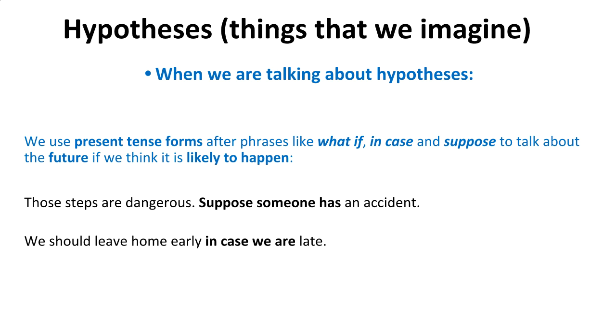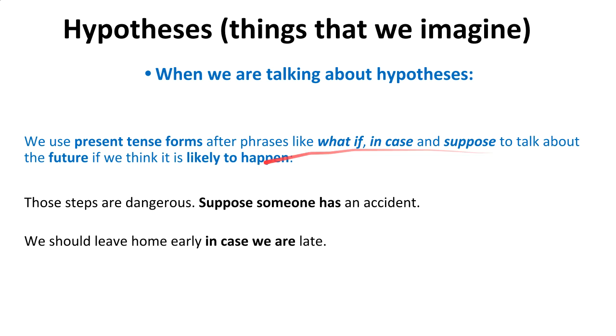Take a look at hypothesis. That means the things that we imagine. We are talking about hypothesis here. Take a look at the first example. We use present tense forms after phrases like what if, in case, and suppose to talk about the future if we think it is likely to happen. The chances are very high that it will happen.